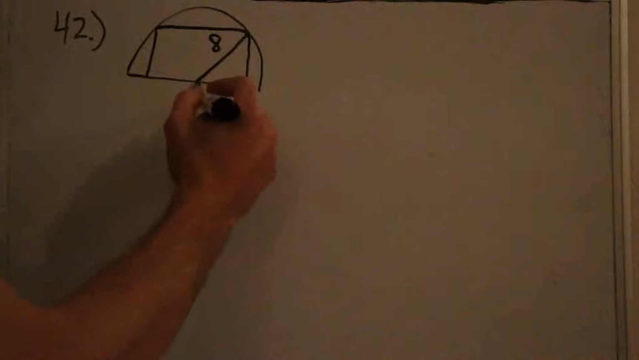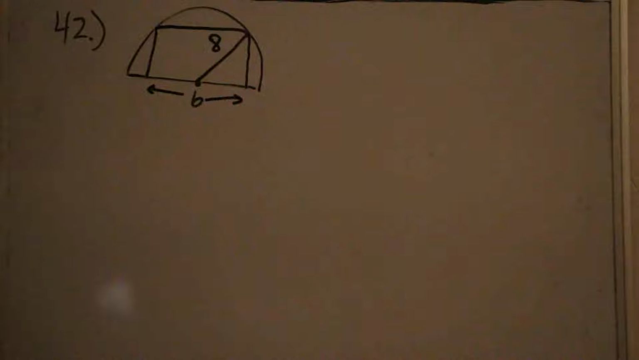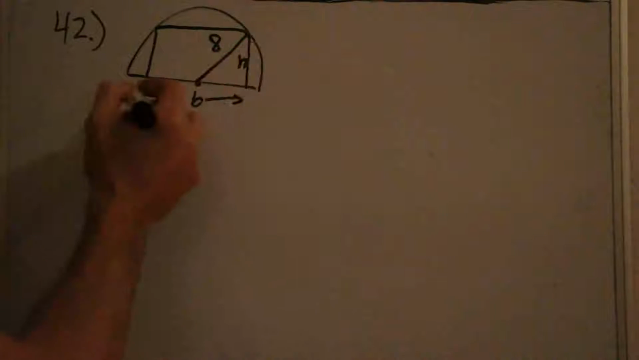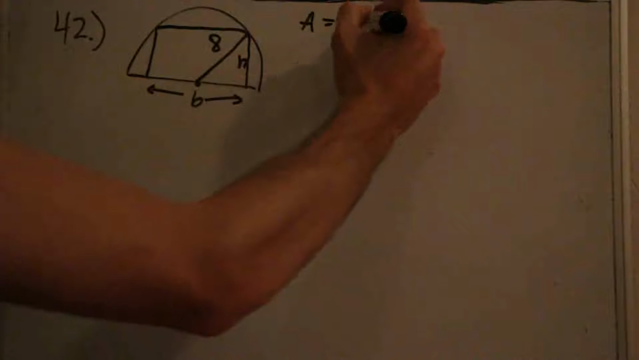So looking for maximum possible area of the rectangle. So we're going to have to create an equation for the area of the rectangle, then take the derivative of that equation and set it equal to 0 to find the maximum. That's what we do with an optimization problem. So we'll say this is the base and this is the height. Well, the area of the rectangle equals base times height.